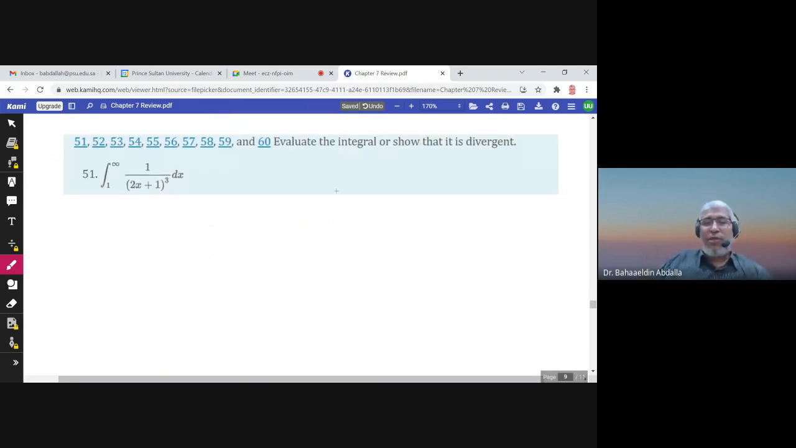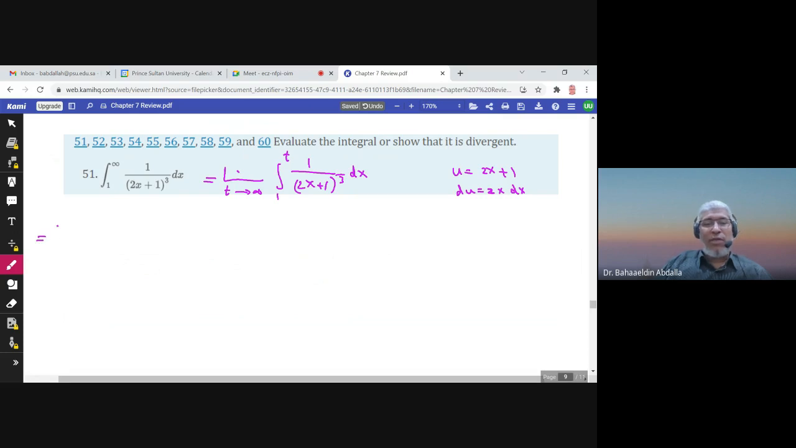Now, the improper integrals: show that it's divergent or evaluate the integral. This is integral from 1 to infinity. The definition is we take t to infinity and change infinity to t. And now we evaluate this integral. Now, how to evaluate this integral? I have 2x plus 1 to the power 3. So if I take u equals 2x plus 1, then du would be 2x dx.